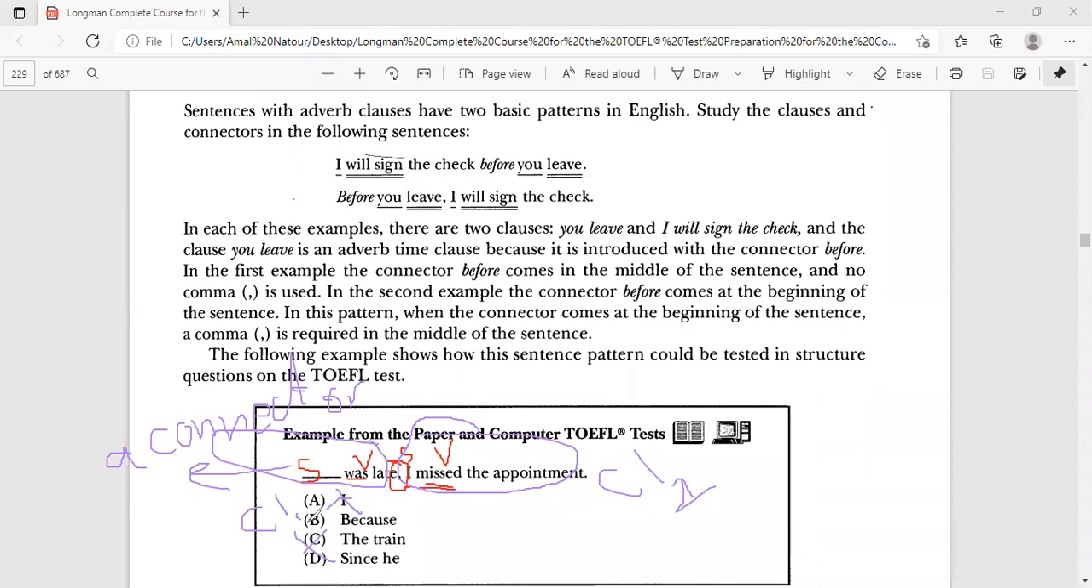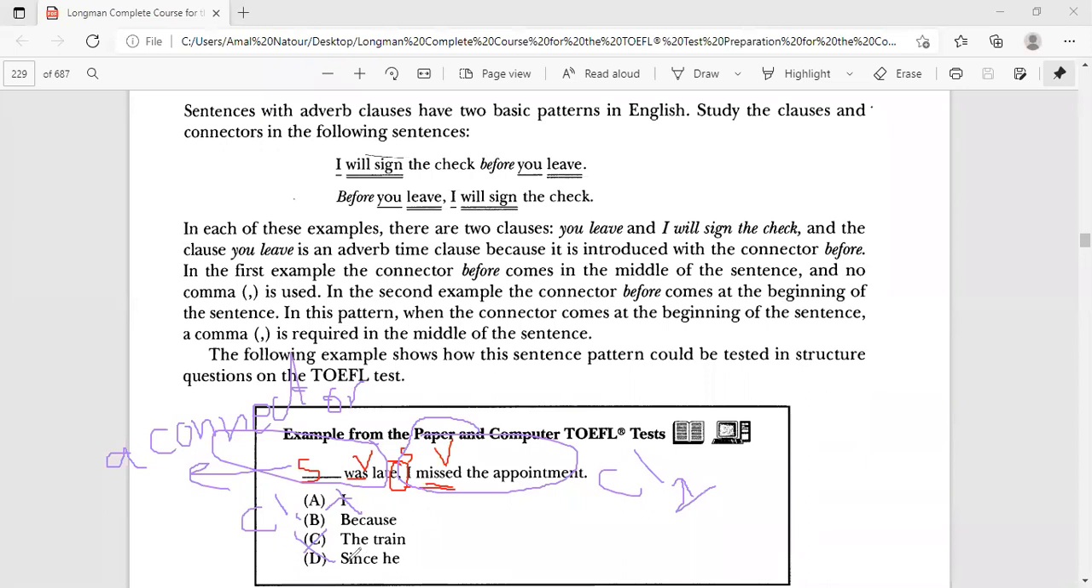Answer B here is incorrect also. Why? Because here there is no subject for the verb was. يعني هون اجت connector بدون ما يكون في عندي فاعل للفعل was. Answer D is the best answer.